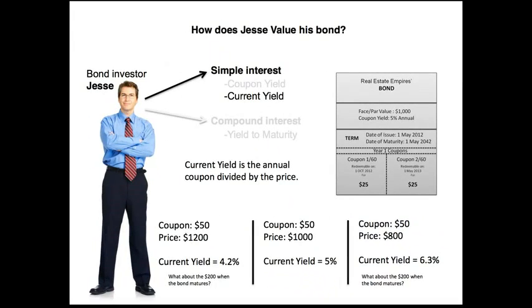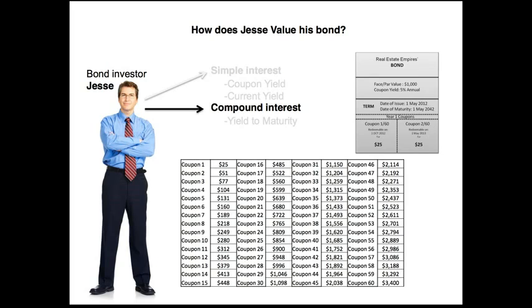So when we talk about yield to maturity, that's where that's really going to come into play. So just so you know, when somebody quotes you a current yield, it's not accounting for that difference between the price that you're going to pay and the par value whenever the bond matures. So let's talk about the compound interest on a bond.